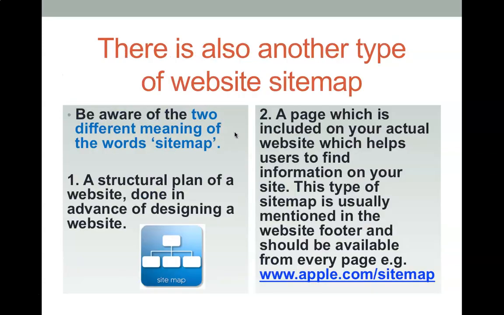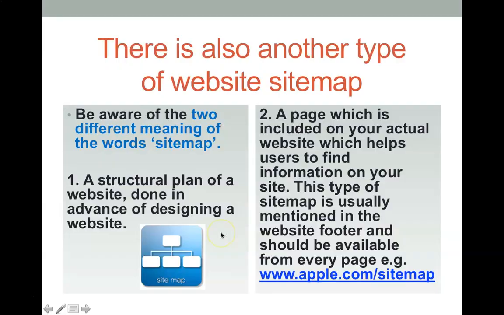As we said earlier, there are 2 sitemaps that sometimes we can get confused, the 2 different meanings of the word sitemap. The first one, which we've talked about so far, is a structural plan of a website done in advance of designing a website. So that's the first sitemap that we refer to.